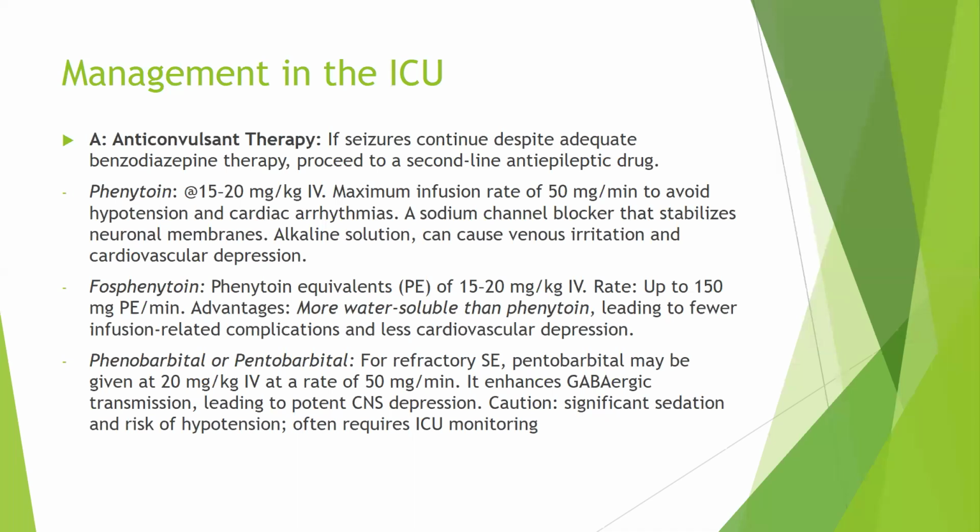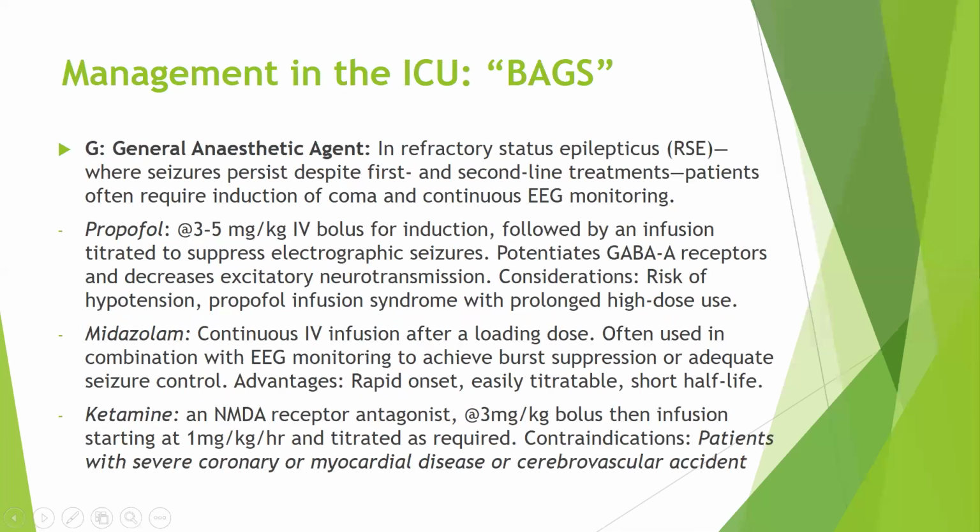Fosphenytoin is a phenytoin derivative. The advantage of fosphenytoin is that it's more water soluble, so it leads to fewer infusion-related complications and has less cardiovascular depression. For refractory status, you may want to give pentobarbital or phenobarbital at 20 milligram per kg IV at the rate of 50 milligram per minute. It's cautioned that it can cause significant sedation and risk of hypotension. A lot of times it requires ICU monitoring and continuous EEG monitoring.